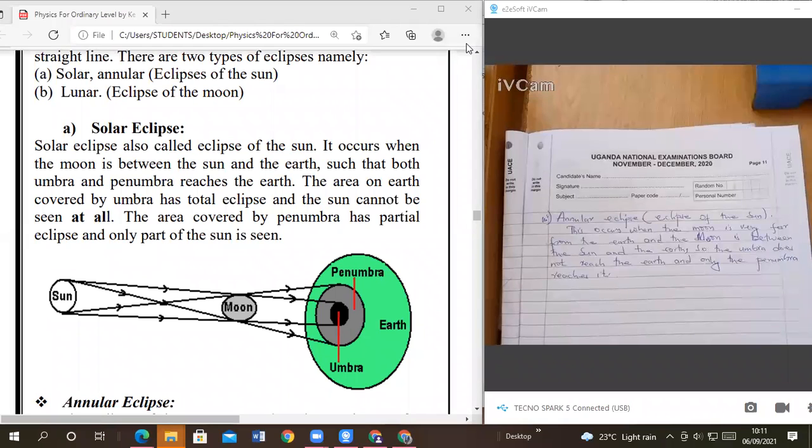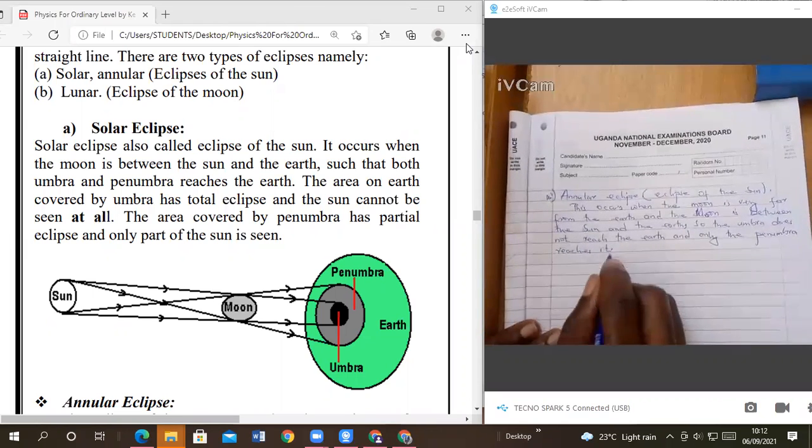Yes, teacher. Have you seen the difference between solar eclipse and the annular eclipse? For solar, the moon is near the earth. Then for annular, the moon is far away from the earth. And another fact is the umbra is not going to reach the earth. It's formed but does not reach the earth. Are you together, members?